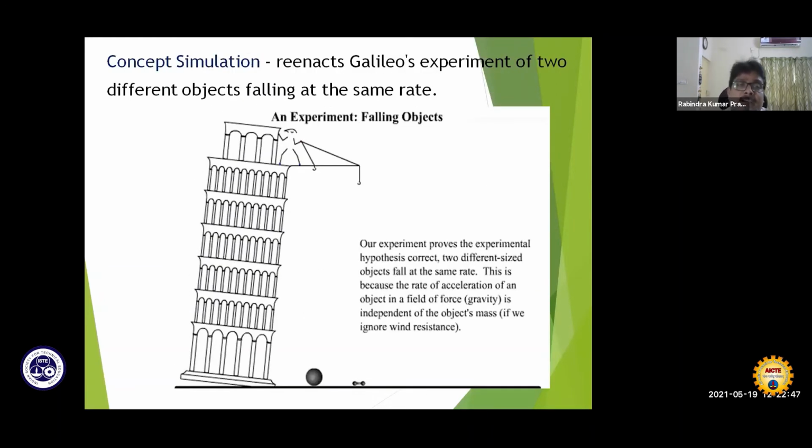So this is the concept of simulations. It reenacts Galileo's experiments of two different objects falling at the same rate. Our experiment proves the hypothesis is correct that two different sized objects fall at the same rate. This is because the rate of acceleration of an object in a field of force or gravity is independent of the object's mass if you ignore wind resistance.